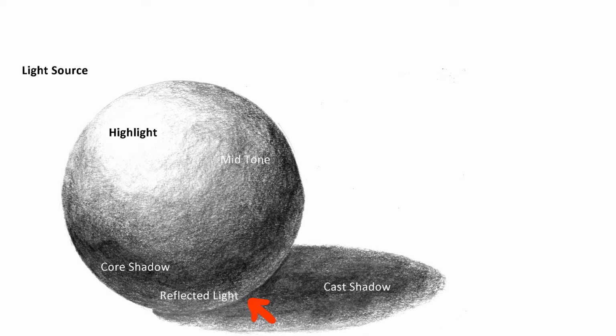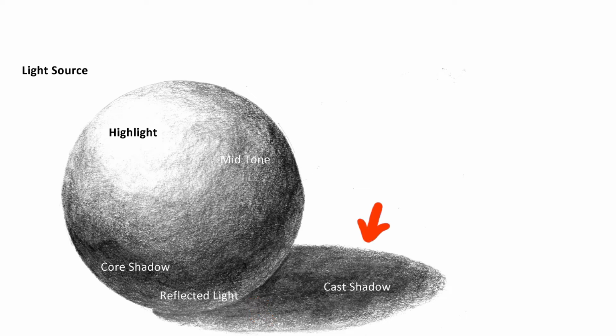Between the core shadow and the furthest visible edge of the object is often a small area of reflected light. This represents light that bounces off the ground to subtly illuminate the edge of the object. Because it's diffused light, it's often just a bit lighter than your core shadow.